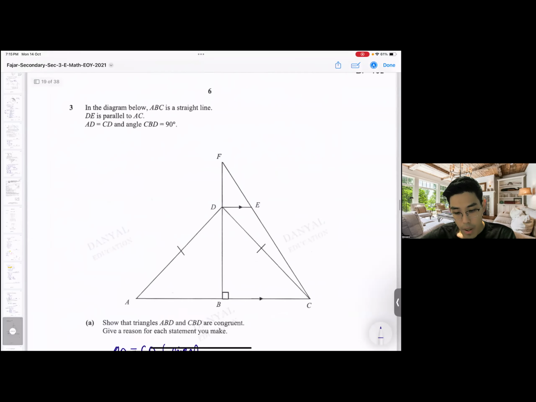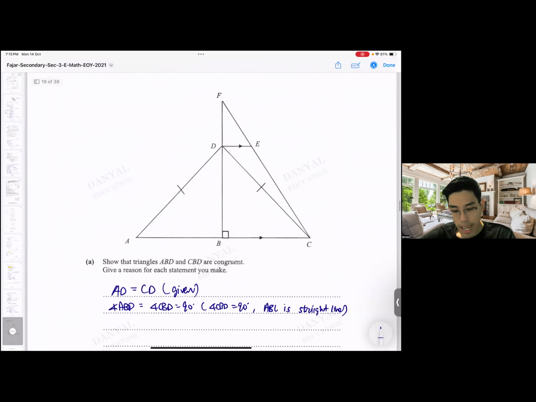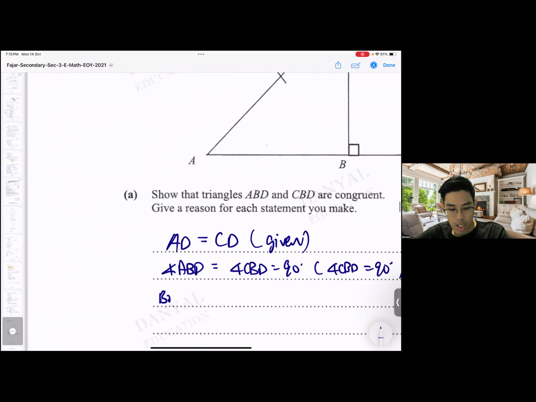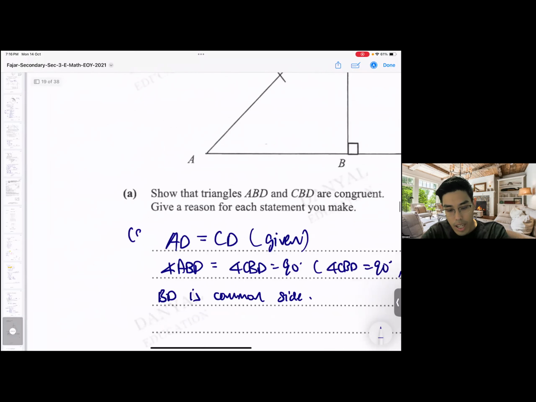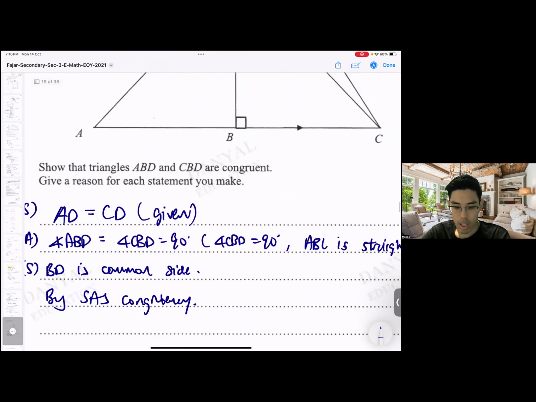The third thing, what else can we say? BD is the common side. Because it's ABD and CBD, they are both referring to the same BD, the same line. So by using this, we are using SAS, side angle side congruency. So by SAS congruency, triangle ABD is congruent to triangle CBD.